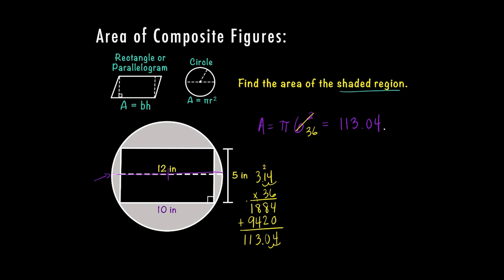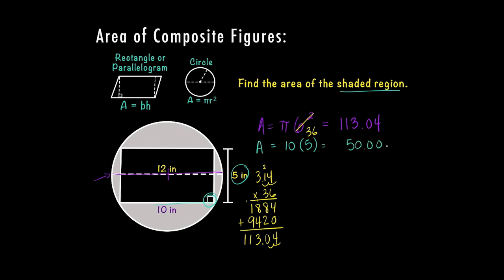113 400ths. And now we're going to find the area of the rectangle. So the area of the rectangle is just, again, base times height. Now that's going to be based on this right angle. So the base is 10, and then the height is this 5 inches. And I know 10 times 5 is 50.